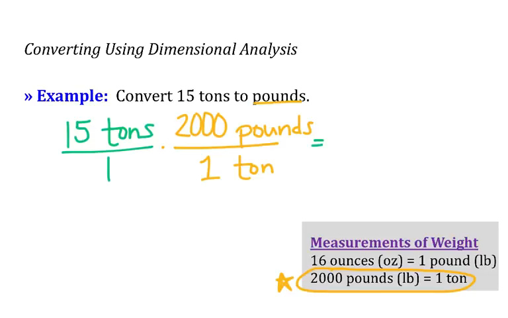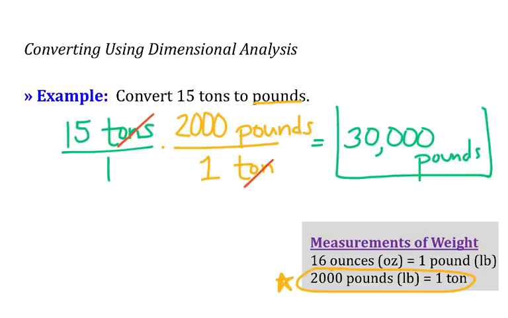15 times 2,000 would give us 30,000. The denominator, 1 times 1, is just 1. And the unit of tons have canceled out, and we're left with the unit of pounds. So in this case, we were able to find that 15 tons is equivalent to 30,000 pounds.